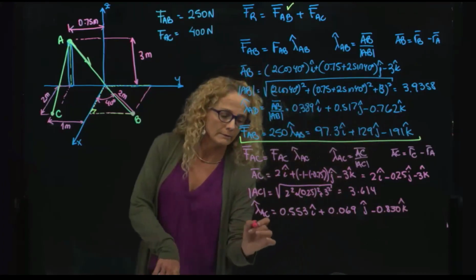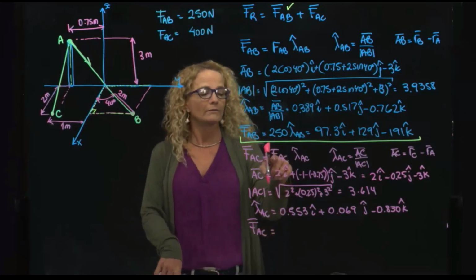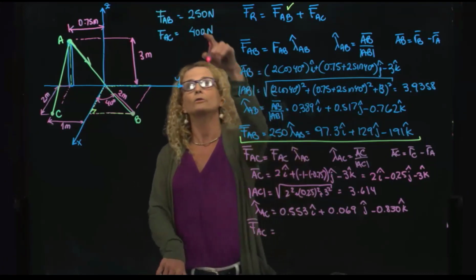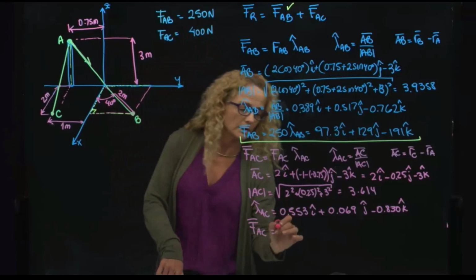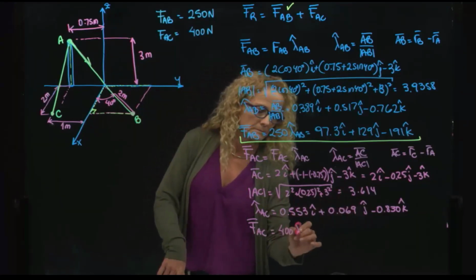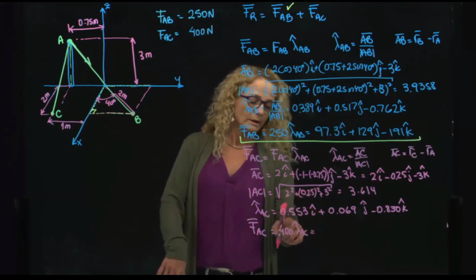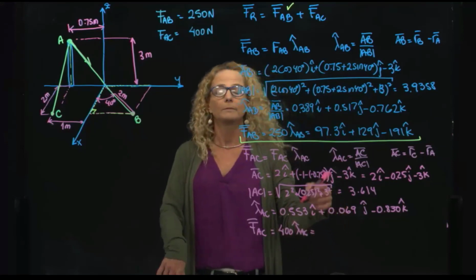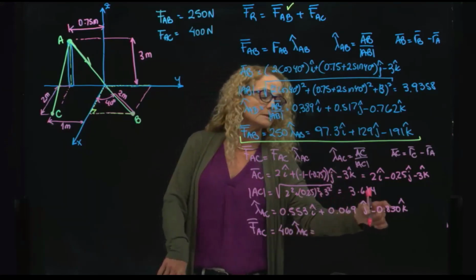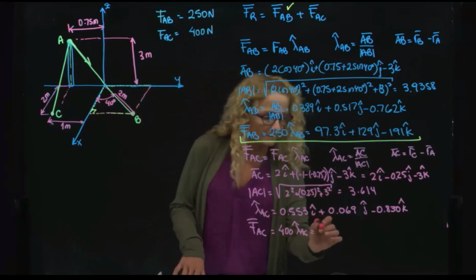So now that we have the unit vector, we did exactly the same as here. We can find, finally, the vector AC. So that vector will be the magnitude, which is given, which is 400, times this vector over here. So 400 times this value will give me the I component. 400 times this value will give me the J component. 400 times this value will give me the K component. Let me write them down.